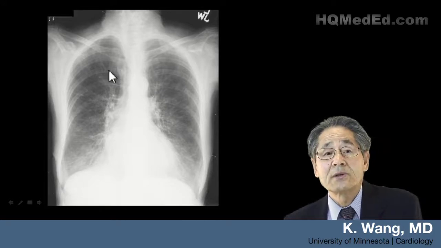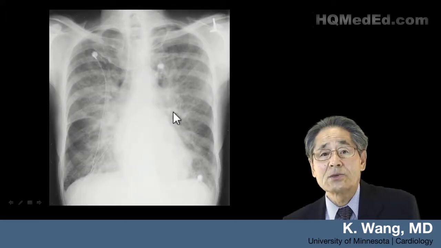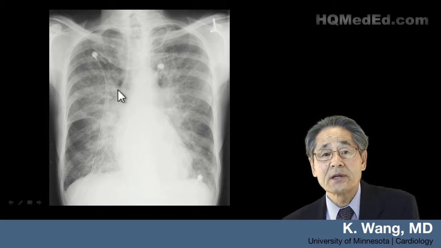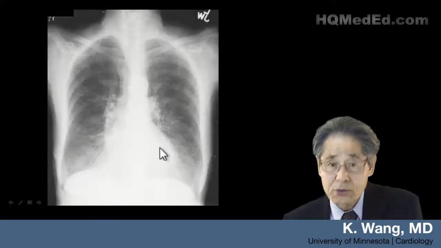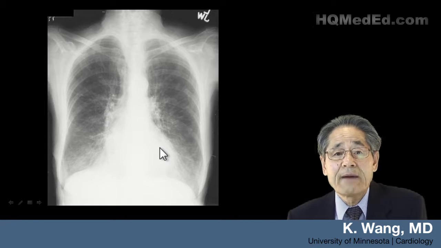You can tell that because there's no cephalization and no pulmonary congestion, not like this one. There's obvious pulmonary edema here, and these are curly B lines as a manifestation of heart failure, while this is a malignancy affecting the lymphatics.